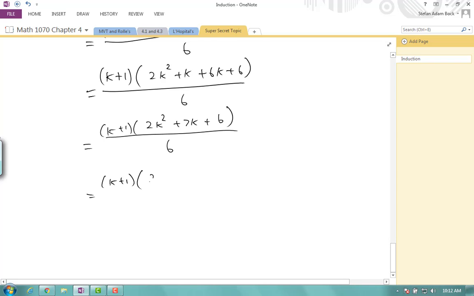I get 2k and a k. I should have factors of 6 which add up to 7 when I double one of them. So if I do plus 2 and plus 3 like this, I'll have 2k squared plus 4k plus 3k, that makes 7k, plus 2 times 3, which is 6. And again, the formula was supposed to look like this.